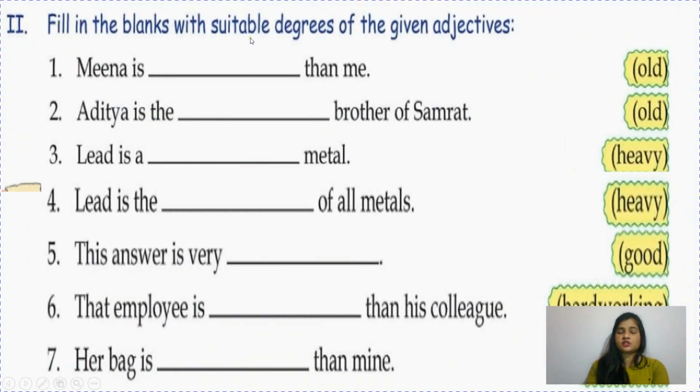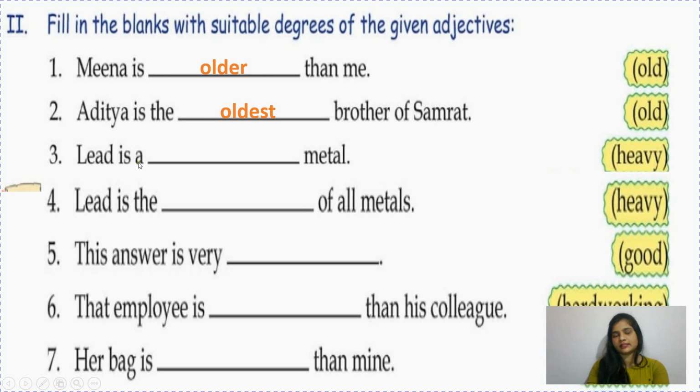Fill in the blanks with suitable degrees of the given adjectives. Meena is dash than me. Children, can you see here? Than is written, so it is comparative degree. So what will you write? Older. Aditya is the dash brother of Samrat. Can you see the is written here? So it will be superlative degree. So oldest. Lead is a dash metal.